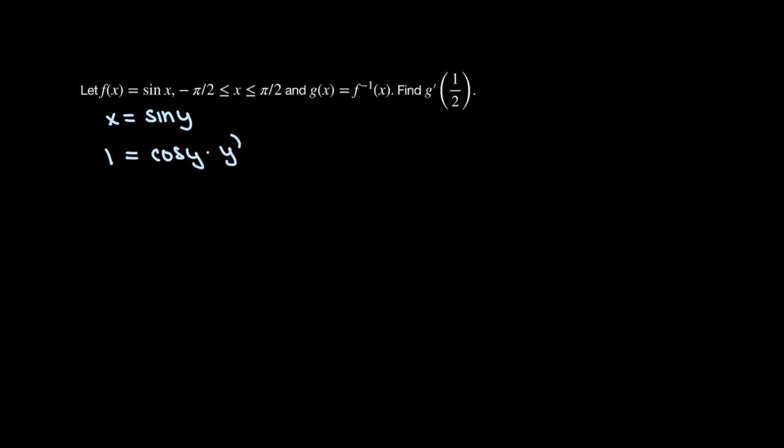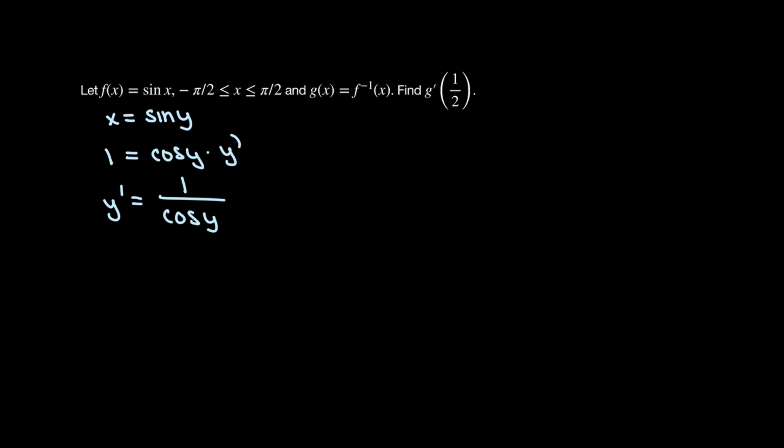I'm going to take my derivative implicitly. Derivative of x is 1. Derivative of sine of y is cosine of y, and then I have to multiply by y prime. That's the chain rule. Solve for y prime. I get 1 divided by cosine y. So the derivative of the inverse of sine x is the reciprocal of the derivative of sine x.